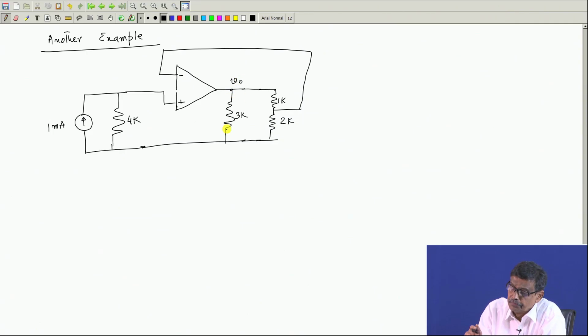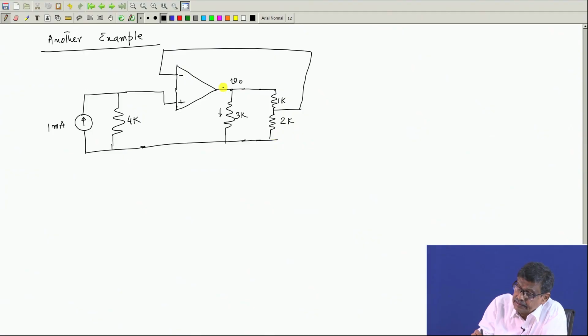For example, to begin with, they have asked you to calculate some other things also, like the current here, and that. Now, first thing we should check is that there is a negative feedback, because a portion of the output is drawn here, and it is an ideal op amp circuit. Now, how to solve this circuit? So, this is V naught.